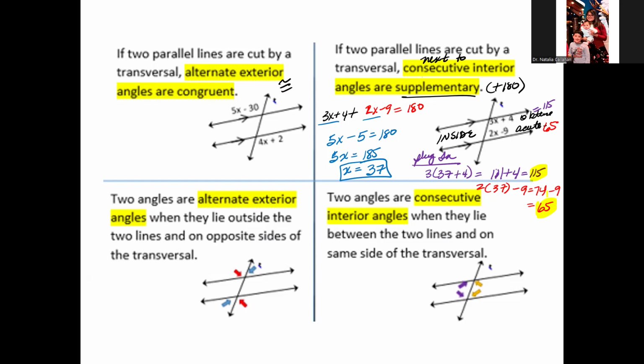65. Good. And when you add those two together, does it equal 180? Yes. Yes, it does. Okay.